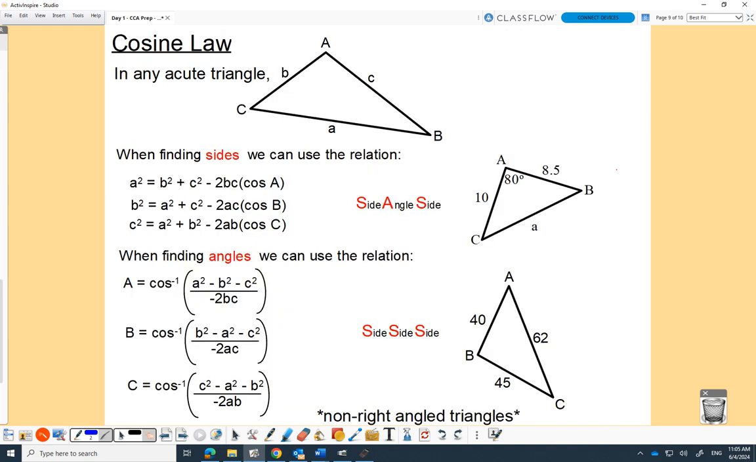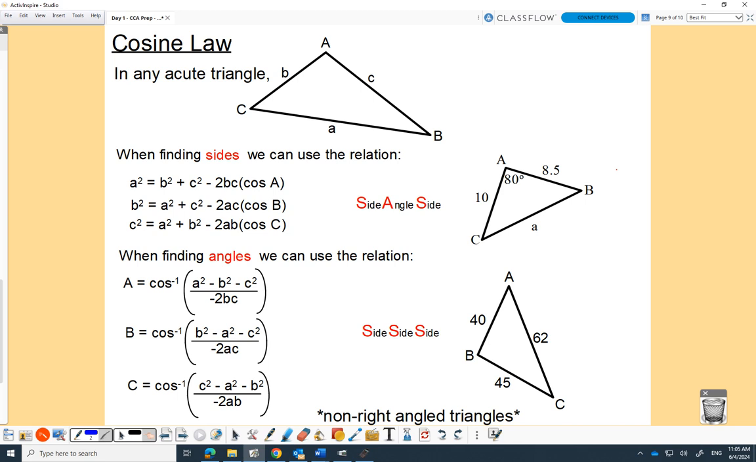Cosine law. It looks very messy. And I think I convinced some people that it's actually a little easier to use. It's a lot of plugging in, but it's just plugging in to use cosine law. When do we use cosine law? Who can answer that? There's a lot of complicated ways to say that, but it all comes down to as simple as if I don't have a matched pair to use sine law, I'm going to have to try to use cosine law.